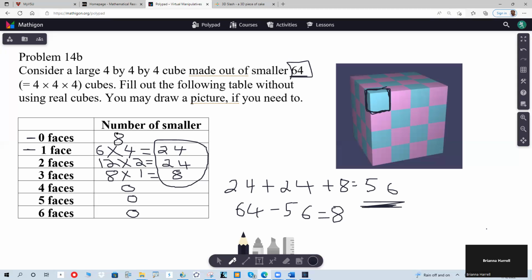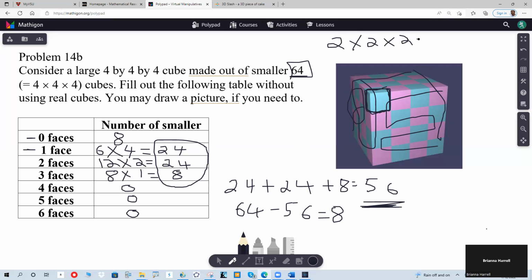Remember, we said we're going to do 0 later. So these are my answers. And you could argue that you could find 0 in a different way. You could say, you're going to take this cube and peel the cubes that show faces. You're going to peel all of this like an onion. And you're going to be left with a 2 by 2 by 2 cube. A 2 by 2 by 2 cube has really 8 cubes. 2 times 2 times 2 is 8. And that's where this 8 is coming from.